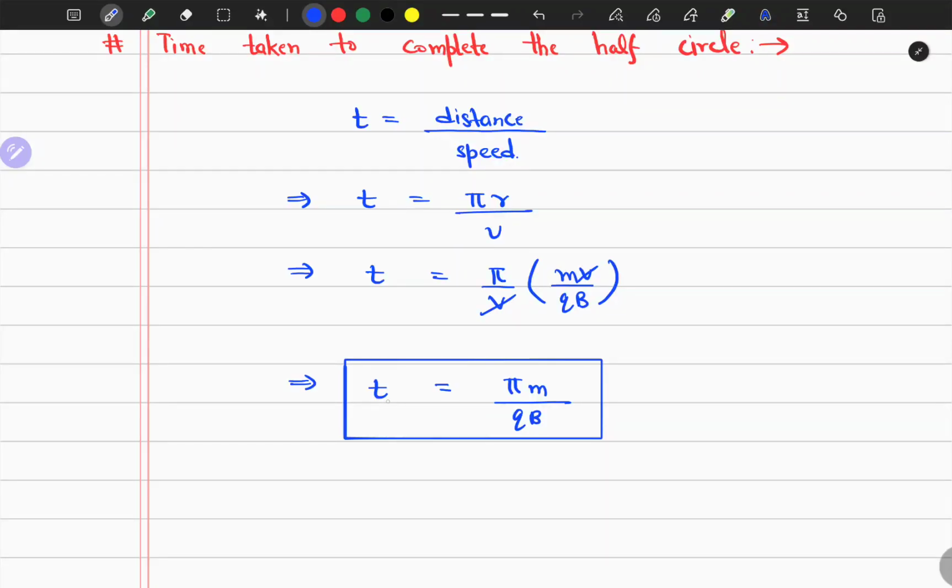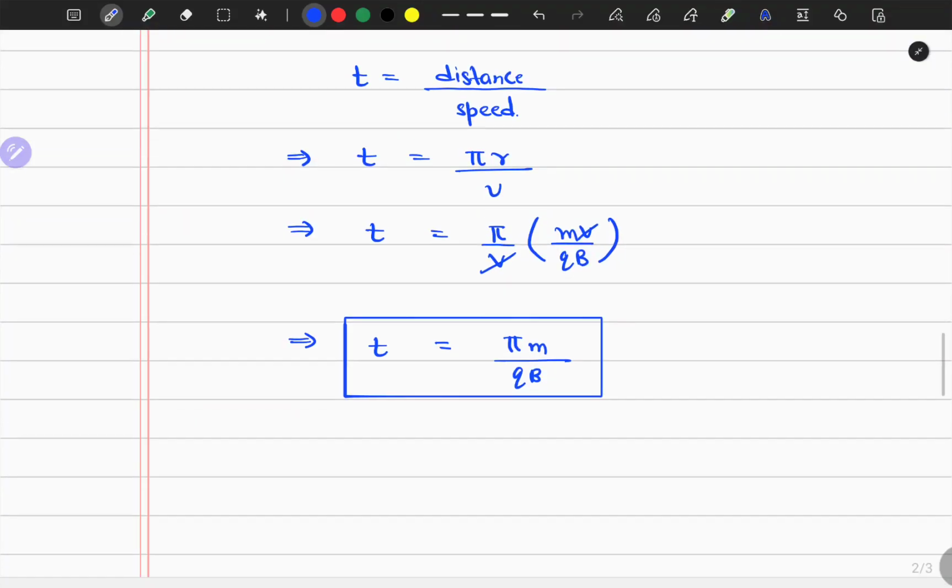Look, on which things is time dependent? Time is depending upon the mass, charge, and magnetic field. Time is not depending on the radius and speed of the particle.